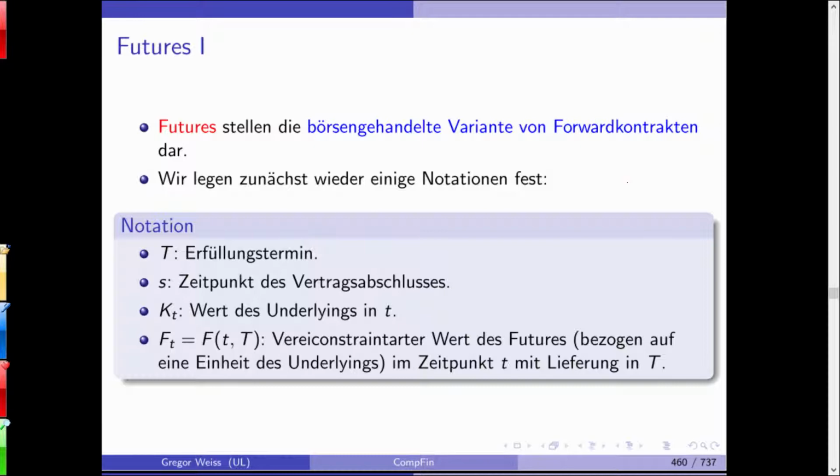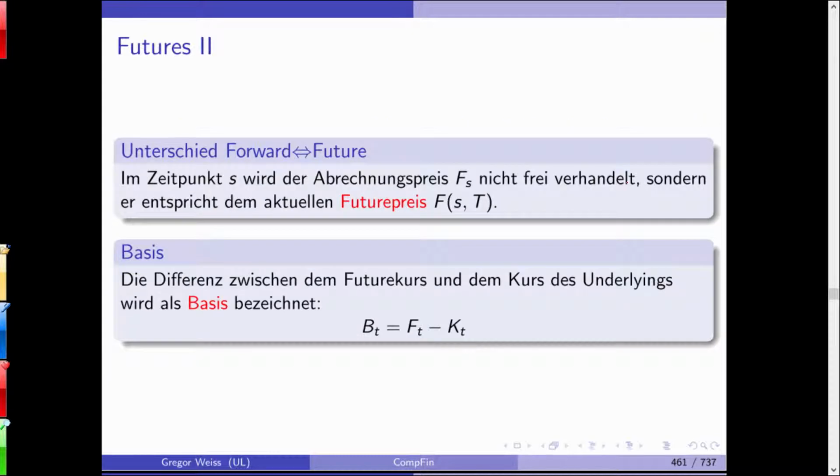Okay. Now, again, some notation. The difference here, again, is the forward price is not agreed upon, but the futures price is observable on the futures exchange. Then we have what we call a basis. A basis is just the difference between the current spot and the futures price.